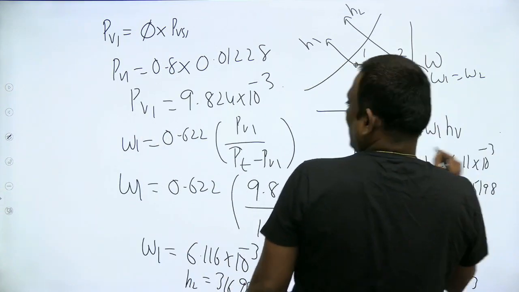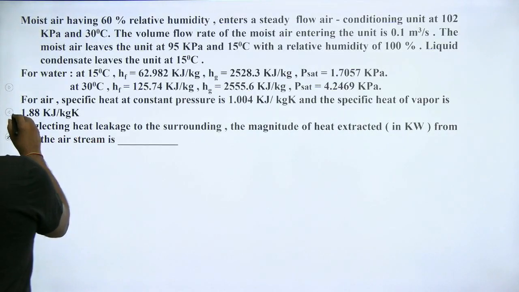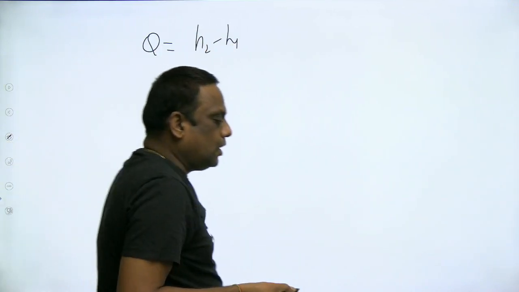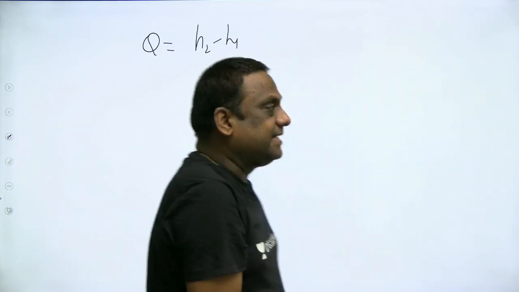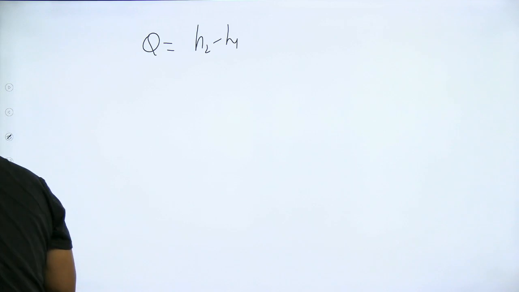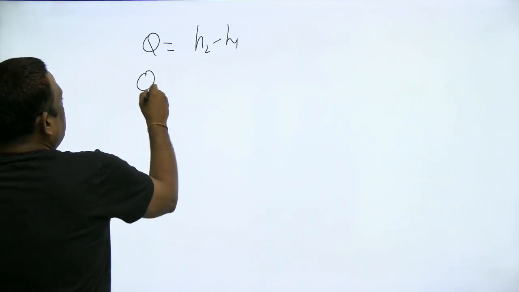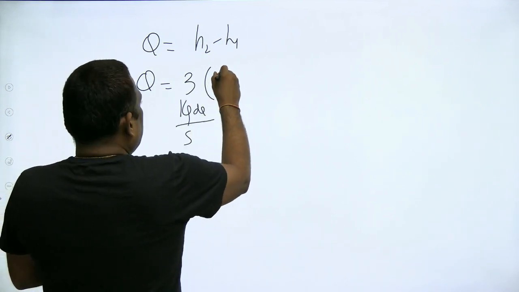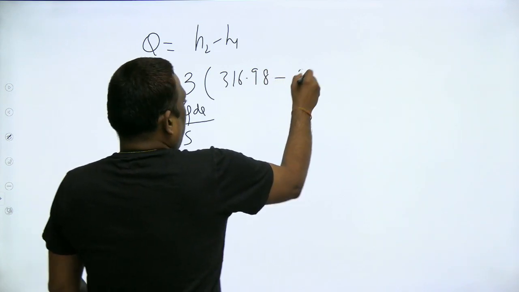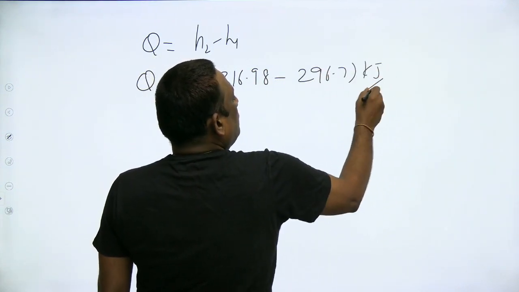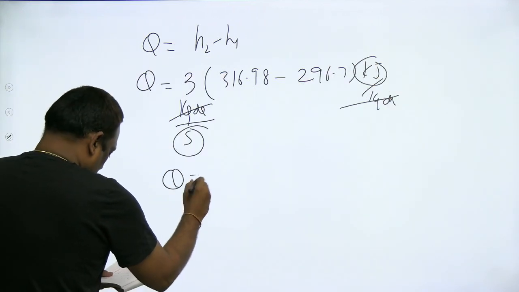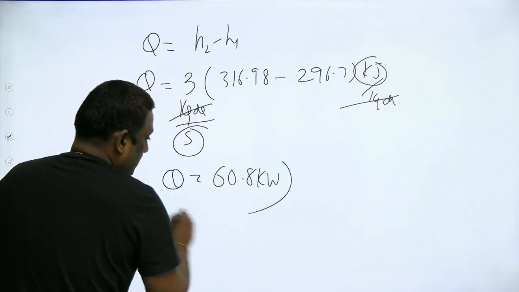And you know H1, H2. Now what we do is, my dear students, you know H1 and H2. So therefore, now simply heat transfer, or heat supplied, is equal to H2 minus H1. But you know you have to multiply with mass. How much is that mass given? I think 3. So therefore we can write clearly Q is equal to M, M is 3. What is the unit of M? Kg dry air per second. H2 is 316.98 and H1 is 296.7. This is kilojoule per kg of dry air. So kg dry is gone. Kilojoule per second is kilowatt, and this turns out to be 60.8 kilowatt. This much heat is supplied.